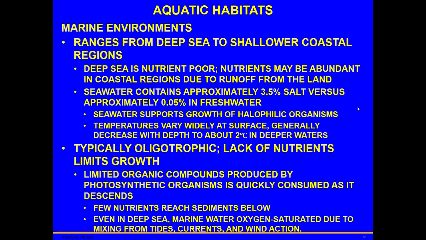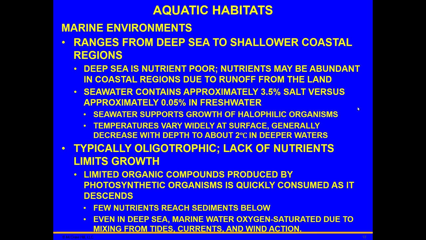Seawater supports growth of halophilic organisms, in other words, salt-loving. Temperatures may vary widely at the surface. And if you think about this, just take the ocean. Not the tropical area, but let's say the temperate environment. Now, usually when temperatures vary, generally there is a decrease with depth in the deeper water. So here I'm talking about, let's say, the Pacific Ocean, and you go the first couple of hundred feet, you get a little bit of sunlight, and then everything starts going dark. But eventually you get to a point in the deepest waters, and the temperature is only 2 degrees Celsius. That means that the organisms either have to be able to withstand those cold temperatures or they die.